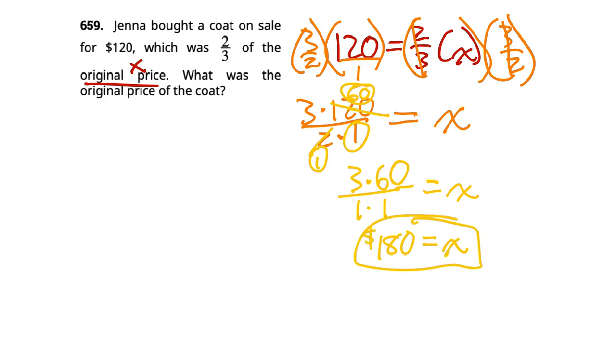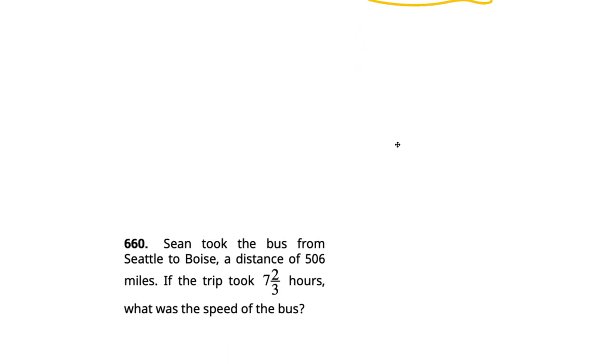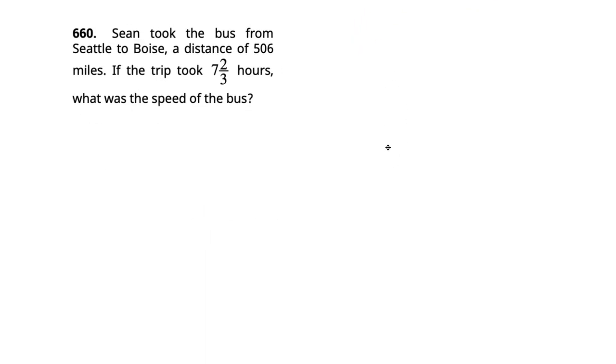$180. Okay, good. Okay, Sean, taking the bus. So he's not paying for gas. Well, not directly. He took the bus from Seattle to Boise, a distance of 506 miles. The trip took 7 2/3 hours. What was the speed of the bus?